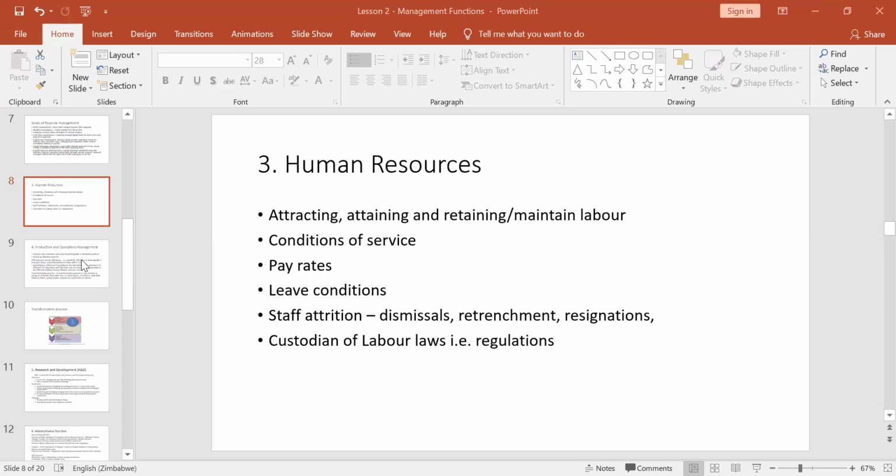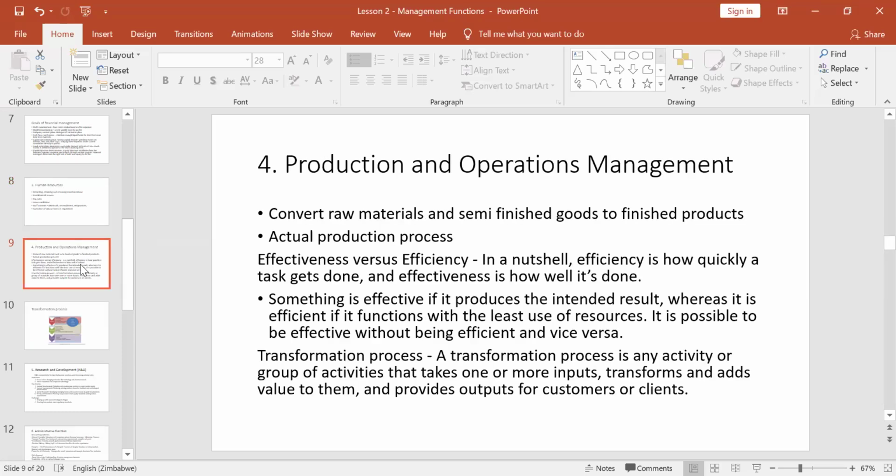All right. So let's go to the production department. Now, some organizations will have a production department and they will have an operations department, but some, it's just one thing. So the production function is concerned with converting raw materials and semi-finished goods to finished products. That's their main function in production.